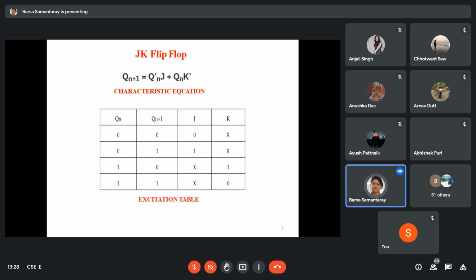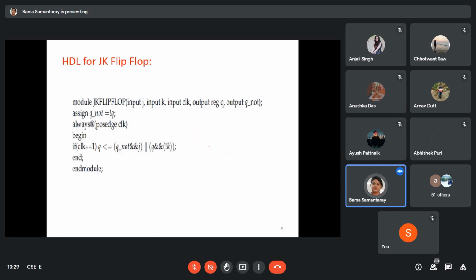प्रीवियस वैल्यू 1 है, नेक्स्ट वैल्यू 1 है, तो 0 डोंट केयर. सॉरी, ये मैंने गलत बोल दिया. प्रीवियस 0 है, नेक्स्ट 0 है, तो दैट इज 0 डोंट केयर. प्रीवियस 0, नेक्स्ट इज 1, 1 डोंट केयर. प्रीवियस 1, next 0, that is don't care 1, and 1 1, that is don't care 0. So this is the excitation table of JK flip-flop.